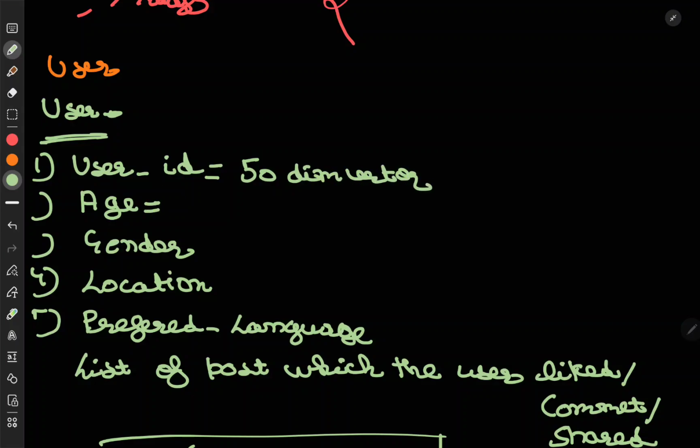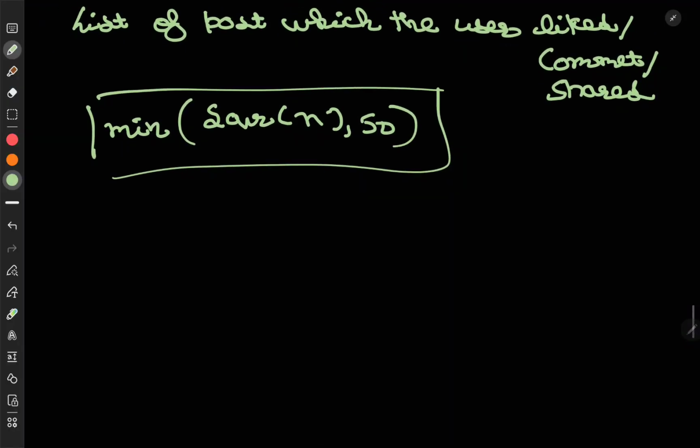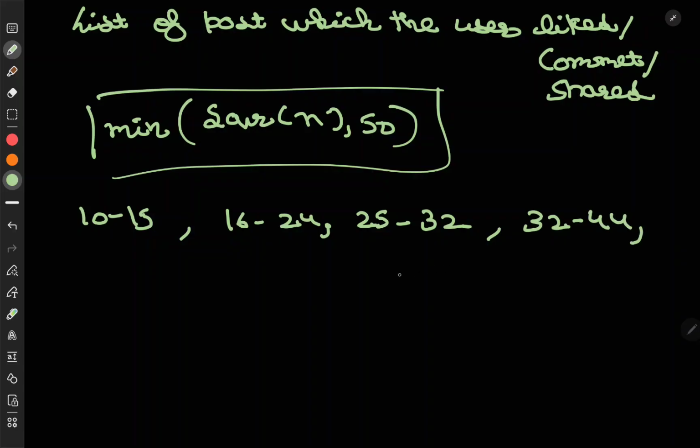Okay, now for age, we know there are multiple age categories. For example, 10 to 15 could be one age, then 16 to 24, then 25 to 32, 30 to 44, 44 to let's say 54, and then 54 to let's say 80. So we can divide them into multiple categories, and the best solution is that you use one hot encoding plus bucketization.